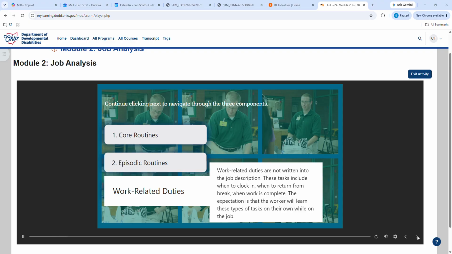Work-related duties. Work-related duties are not written into the job description. These tasks include when to clock in, when to return from break, when work is complete. The expectation is that the worker will learn these types of tasks on their own while on the job.